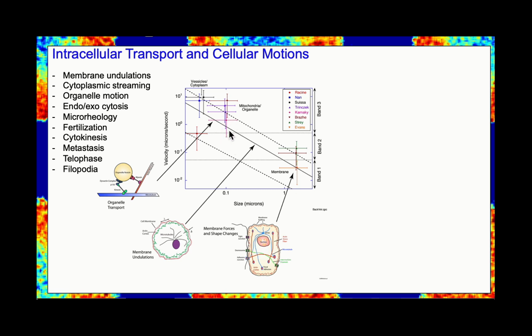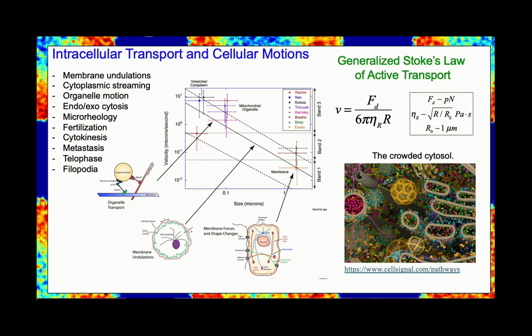And so the bottom line is that small things move fast, large things move slowly. If this sounds familiar, it's pretty much a statement of Stokes' law of drag, except this is now Stokes' law for active transport inside of cellular media, because what's really happening is that velocities are essentially all at their terminal velocity. This is life at low Reynolds number.